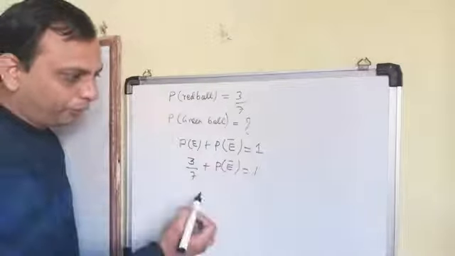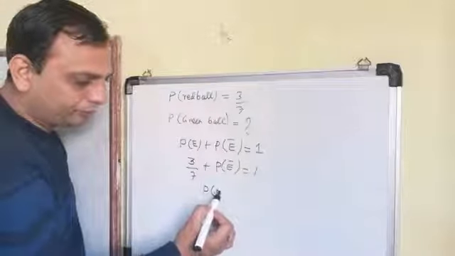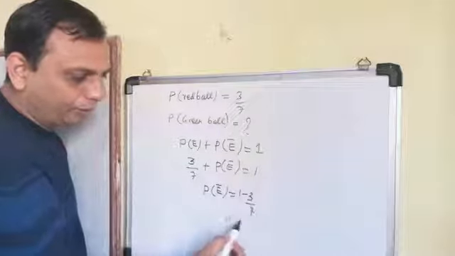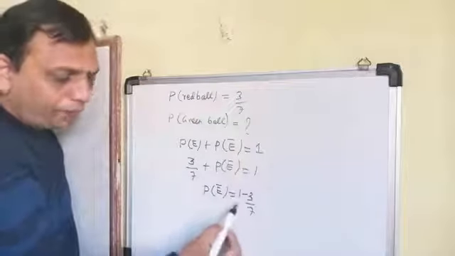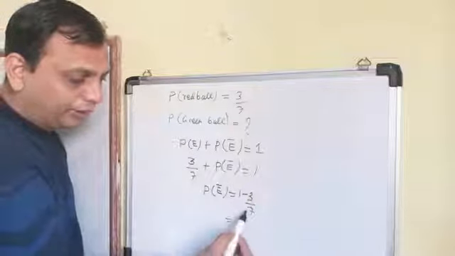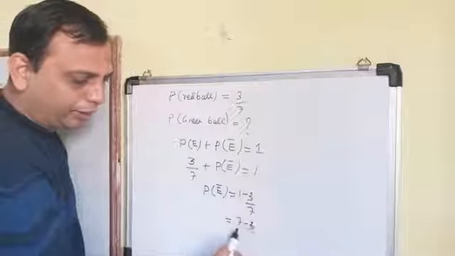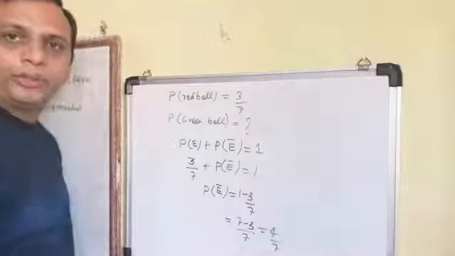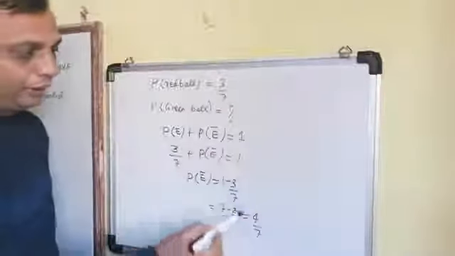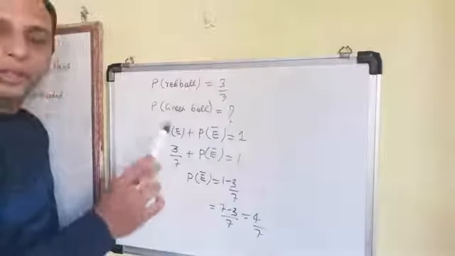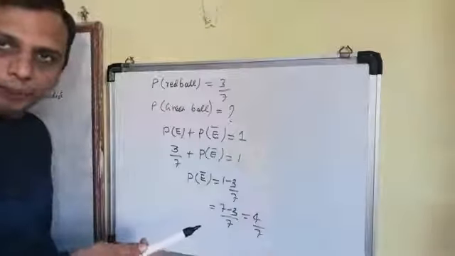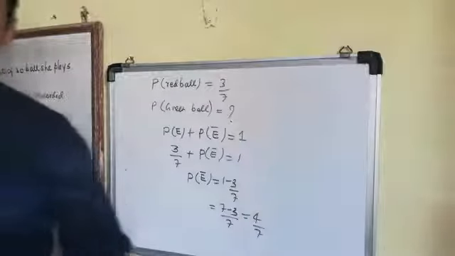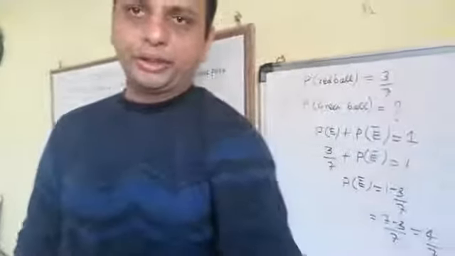Now 3 upon 7 will be transferred to the other side. So 1 minus 3 upon 7. Now in place of 1, we will take the LCM, so 7 is multiplied, and it becomes 7 minus 3 upon 7. That means it is equal to 4 upon 7. So we got the probability 4 upon 7. If we know the probability of one part, we can find the probability of the other part. I hope you understood how to find the probability when it is not mentioned in the question.